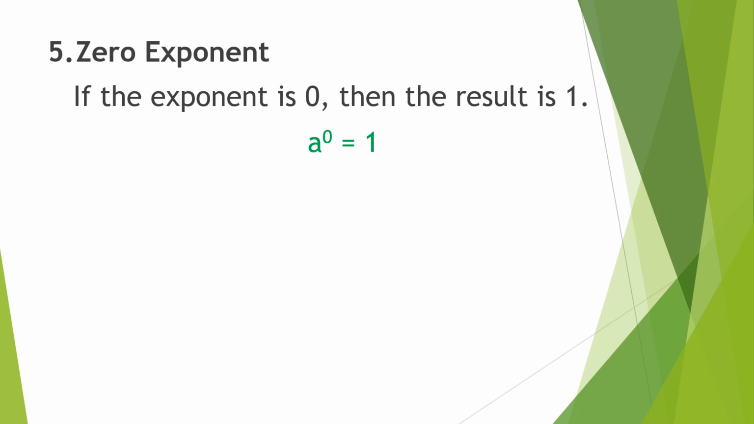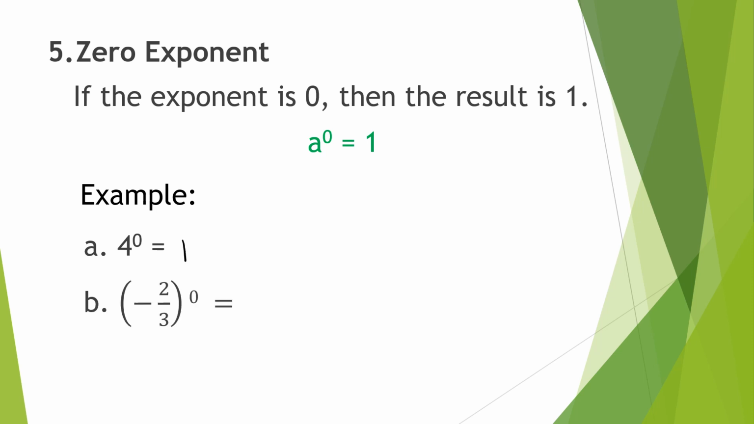Number 5, zero exponent. If the exponent is 0, then the result is 1. a raised to 0 is 1. Let's have some examples. Letter A, 4 raised to 0 is 1. Letter B, the quantity negative 2/3 raised to 0 is 1. Letter C, negative the quantity 2/3 raised to 0 is, so this is equal to negative 1.